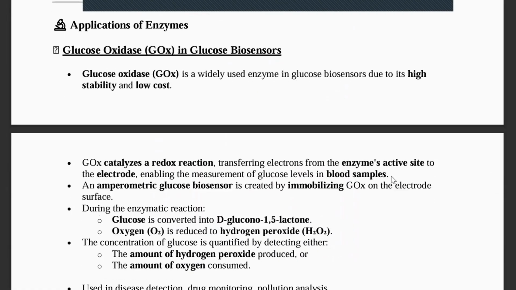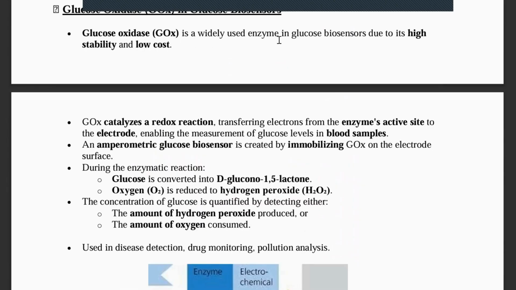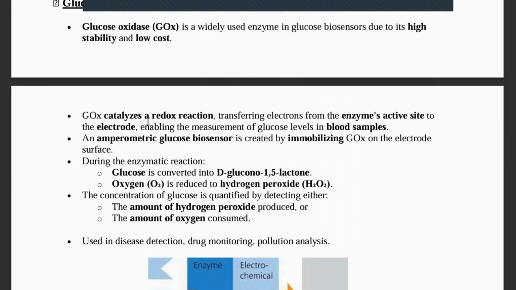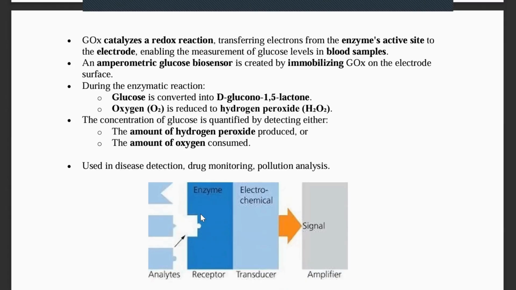What are the applications of enzymes? Firstly, biosensors: glucose oxidase in glucose biosensors. Glucose oxidase is a widely used enzyme in glucose biosensors due to its high stability and low cost. Here, GOX is glucose oxidase. It catalyzes a redox reaction, transferring electrons from the enzyme's active site to the electrode, enabling the measurement of the glucose level in blood samples.